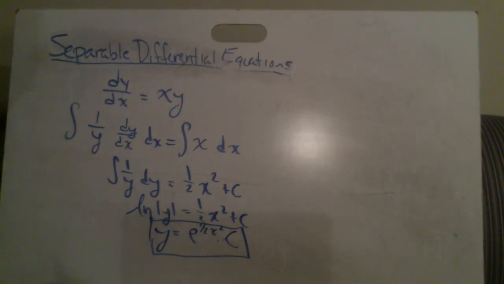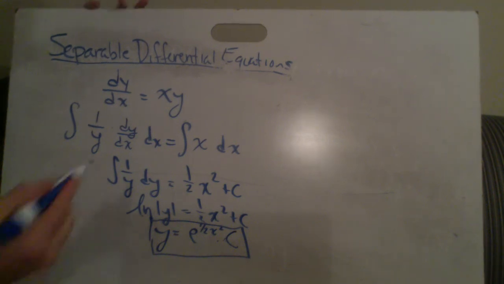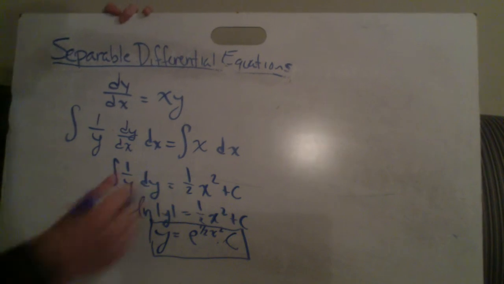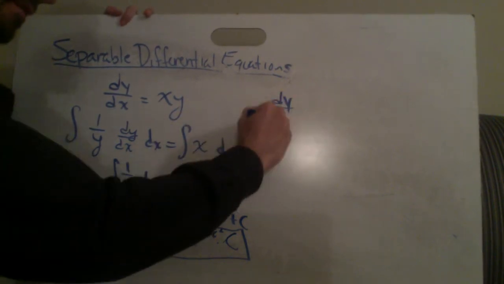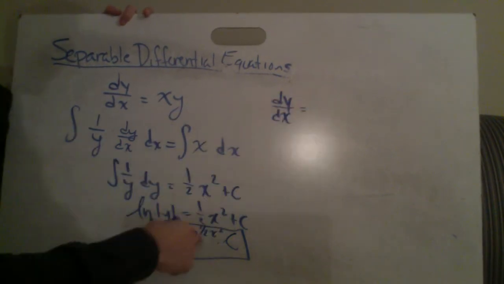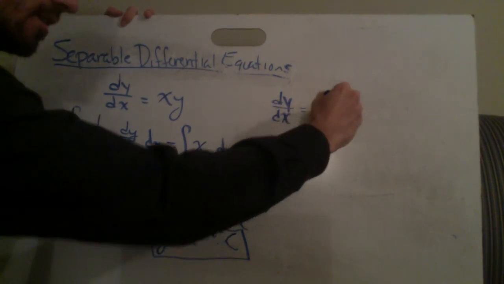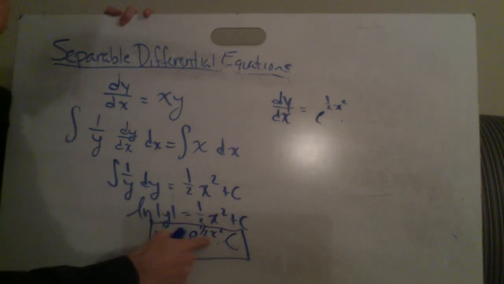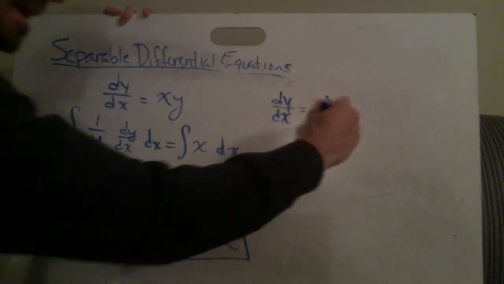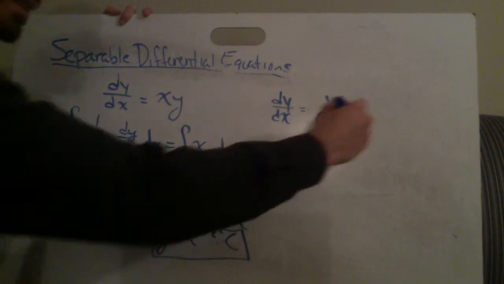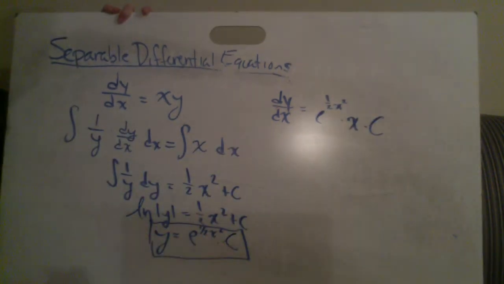And let's say you don't believe me. Let's say, Mr. Sacchetti, this is stupid. There's no way that that equals that. Well, fortunately, I know derivatives, and I know them pretty well because I've been doing them for a while. I can check. I can take the derivative of both sides here, and that would give me dy dx is just equal to e to the 1/2 x squared times the derivative of this exponent, which is x. And then times C because of the constant multiple rule.